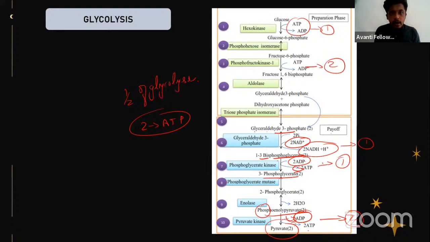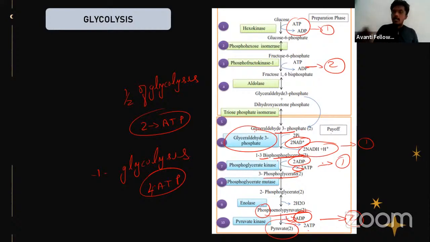Now, why did I say half cycle? Because we took into consideration only one glyceraldehyde 3-phosphate. Now, if I take one full glycolysis, that means I will get 4 ATP molecules by the end of glycolysis. Understood, students? So this is about glycolysis and how different enzymes help the process of glycolysis to be completed.